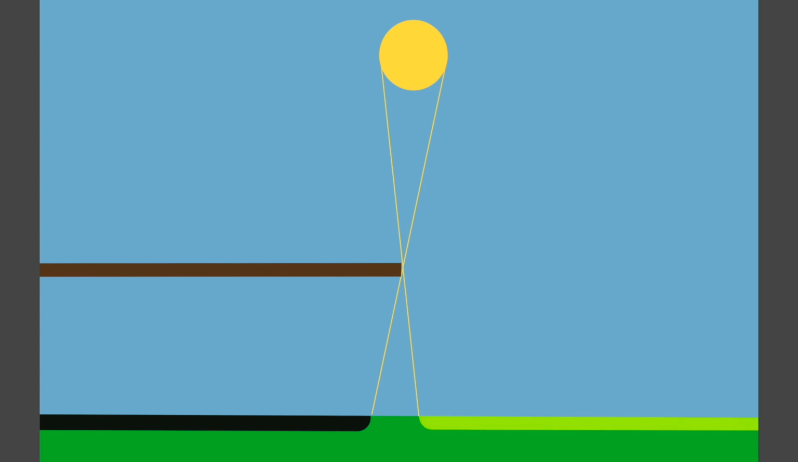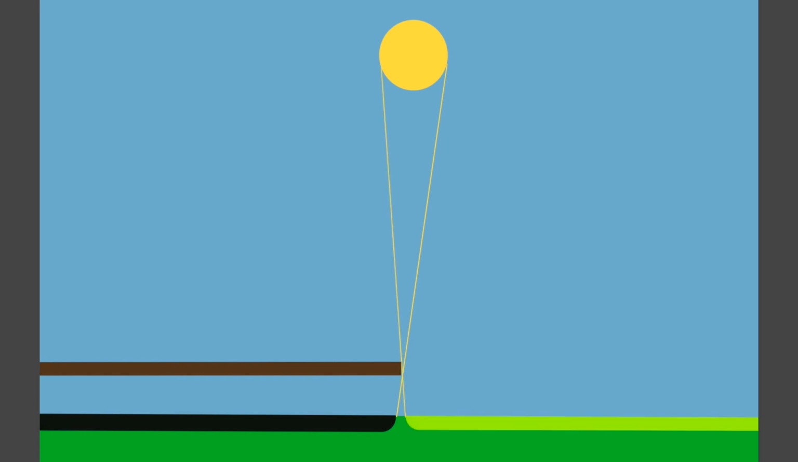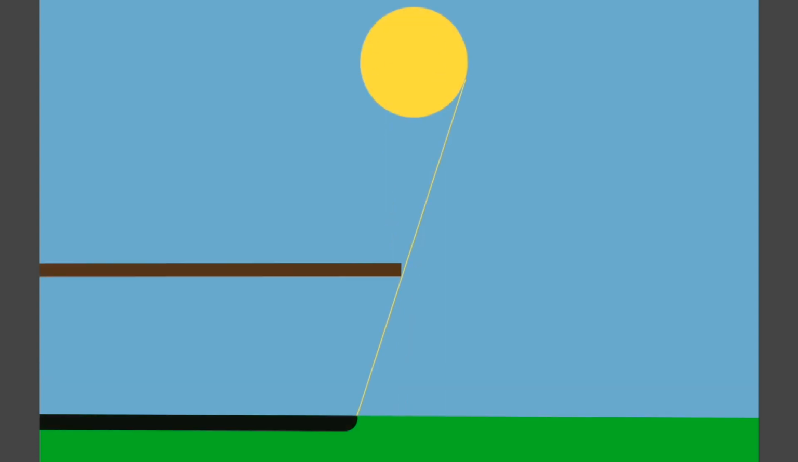The region between these two boundary edges is called the penumbra, a gradual transition between dark and light. This is the soft edge of a shadow. Notice how it gets bigger or smaller depending on how far away the platform is from the ground. And also notice how it changes depending on the size of the light source.